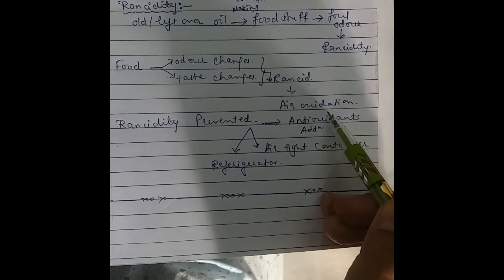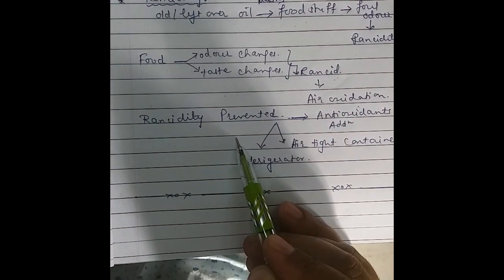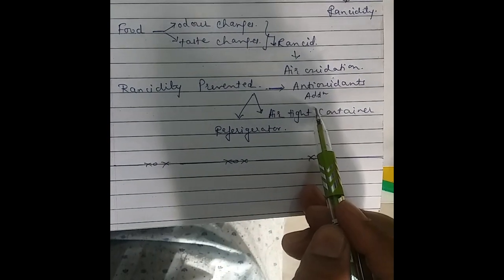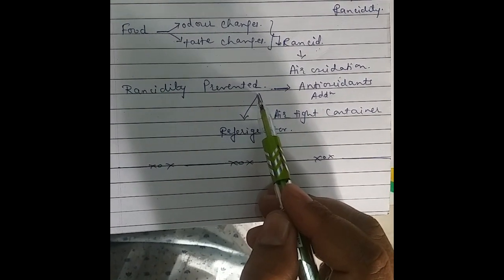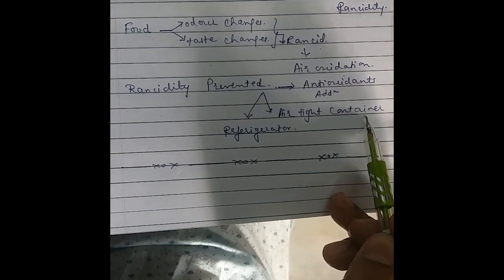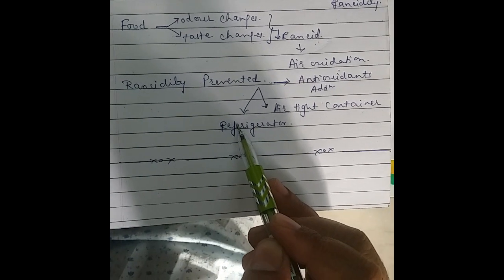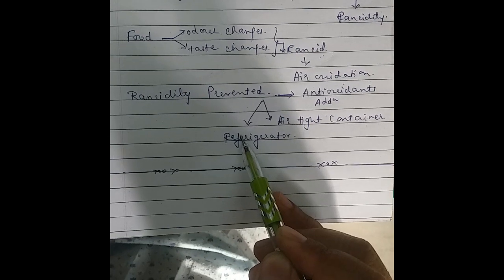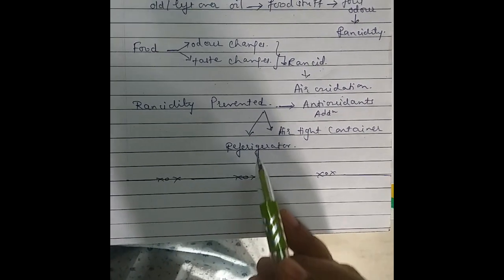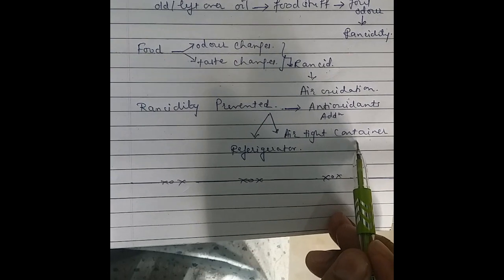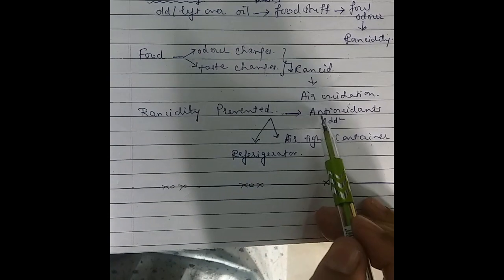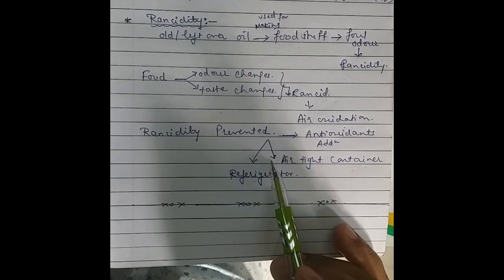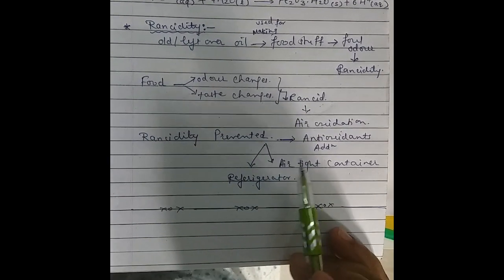It is air oxidation. Now, how do we prevent rancidity, or how can we control rancidity? That is by addition of antioxidants, or you can preserve the food in airtight containers, or we can keep it in the refrigerator. The process of oxidation of food stuff can also be slowed down by storing it in an airtight container. So, rancidity can be controlled by all these three means, and we can have the food in good condition for longer time, and it can be used again.